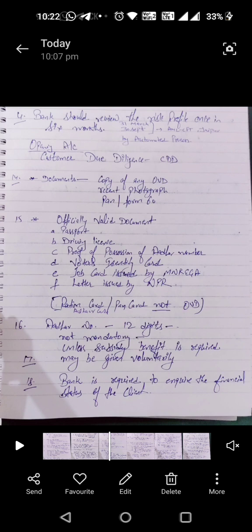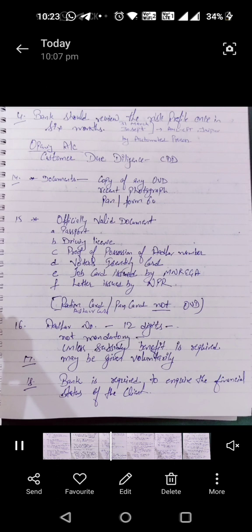Then medium is not defined anywhere. Medium will be a sole proprietor, HUF, partnership, limited company, stockholders, pawn shop, inoperative, auctioneers, NBFCs, import or export. Remember, inoperative accounts are treated as medium risk customers. Then we have, bank should review the risk profile once in 6 months, that is twice in a year. It is as per the RBI.